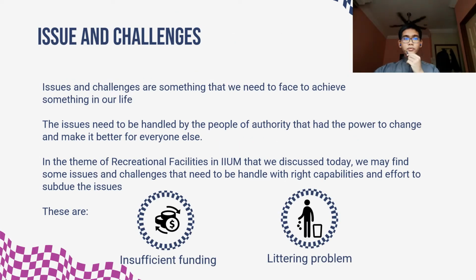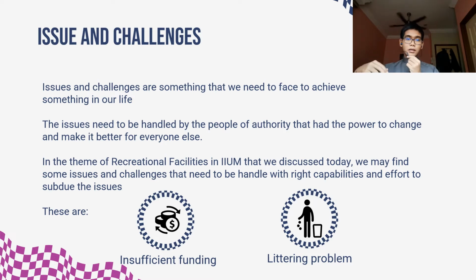Now we'll move to issues and challenges. Issues and challenges are something that we need to face to achieve something in our life. So the issue needs to be handled by someone that has power, people of authority that can change something and make it better for everyone else. We need to understand that every challenge and issue has its solution. To find a solution that can help us overcome this kind of issue, we need to make some effort and we need to have some capabilities to overcome these challenges.